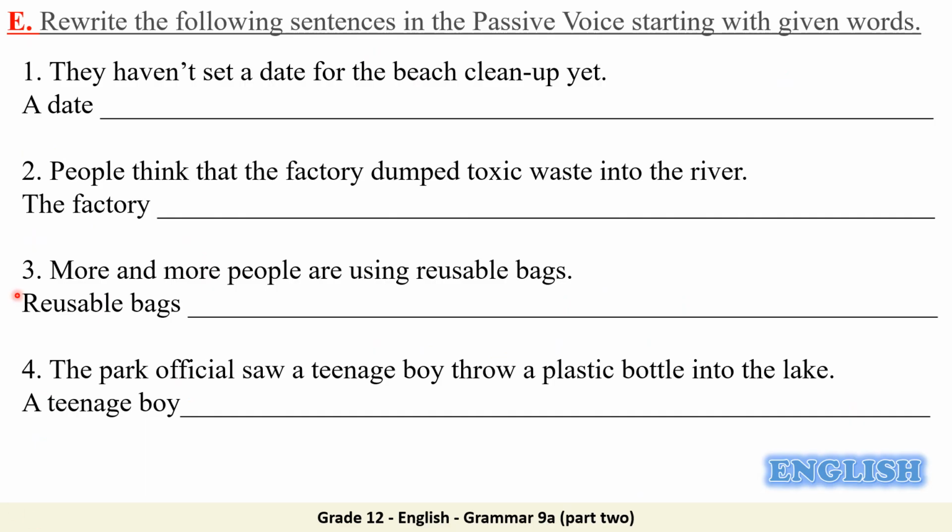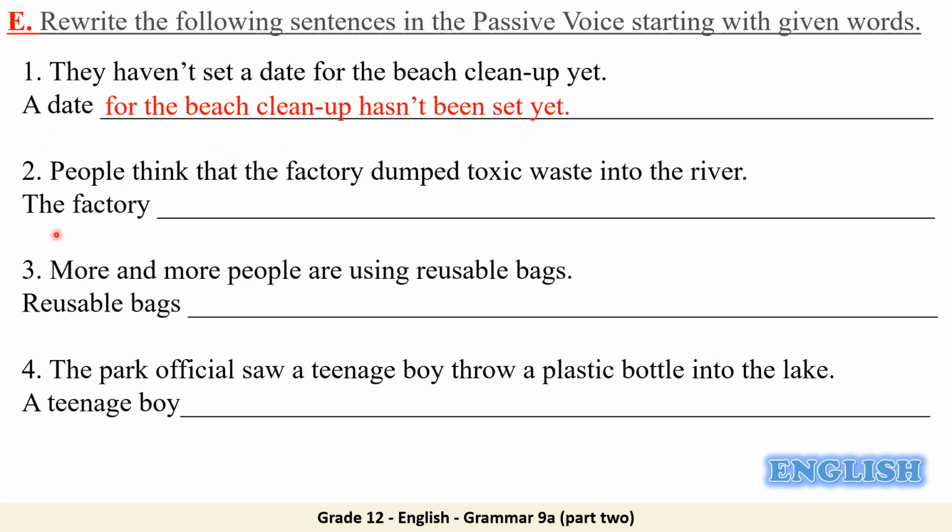Here are some examples for you, some questions to work on. You are expected to rewrite the following sentences, starting with the words given. One: They haven't set a date for the beach cleanup yet. Start with the object, a date. A date for what? A date for the beach cleanup. Check the tense. Haven't set. It's present perfect, and the rule says have or has plus been plus pp. A date takes has. Negative, so it is hasn't. So we say a date for the beach cleanup hasn't been set yet.